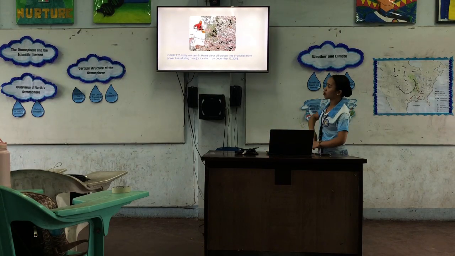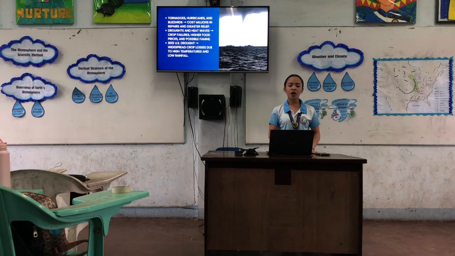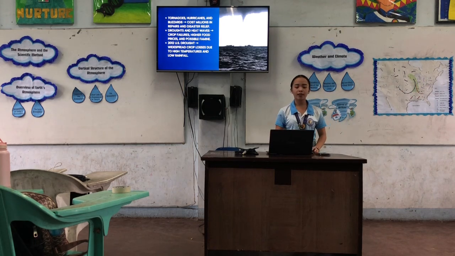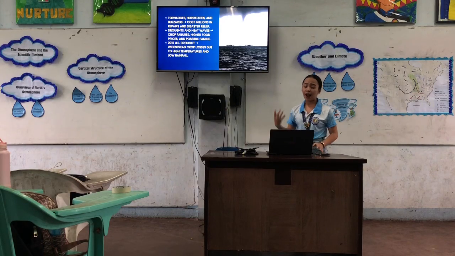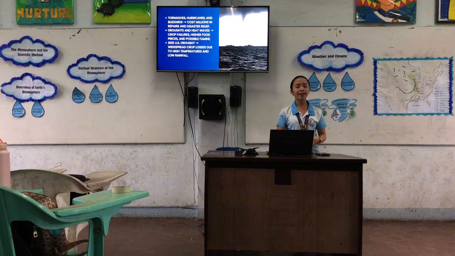This is an image of utility workers in Maine clearing broken tree branches from power lines during a major ice storm on December 12, 2008. So, tornadoes, hurricanes, and blizzards cost millions in repairs and disaster relief. The droughts and heat waves cause crop failures, higher food prices, and possible famine.